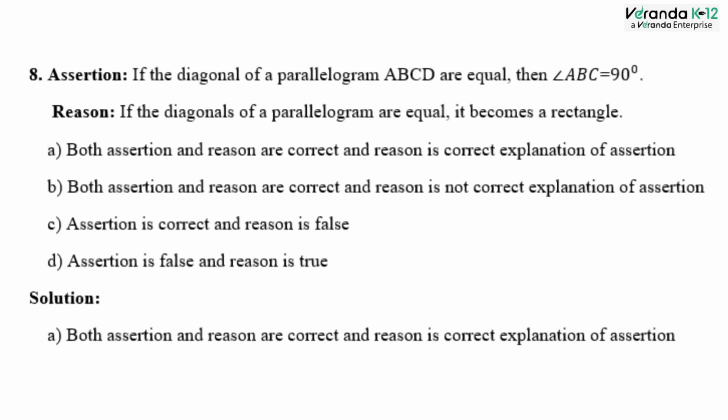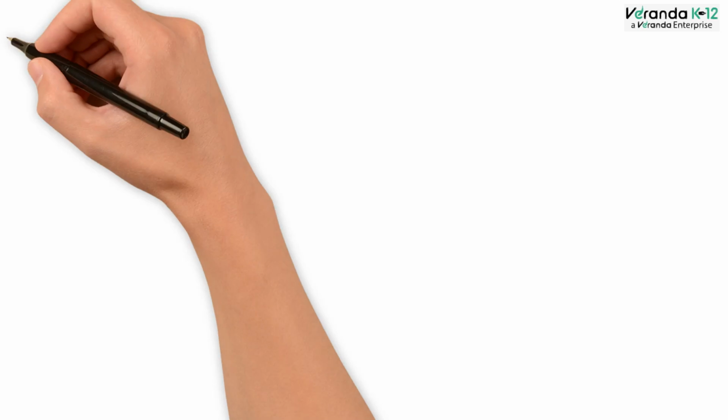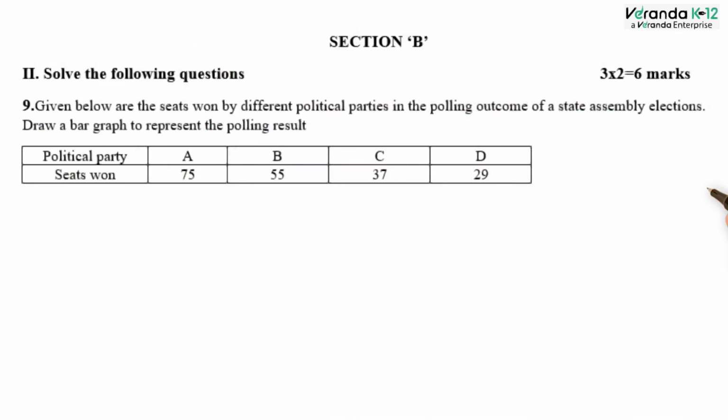Now, the objective type questions are over and let's move on to section B where each question will carry 2 marks. Question number 9. Given below are the seats won by different political parties in the polling outcome of a state assembly election. Draw a bar graph to represent the polling result. And political parties are A, B, C and D. Seats won are 75, 55, 37 and 29 respectively.